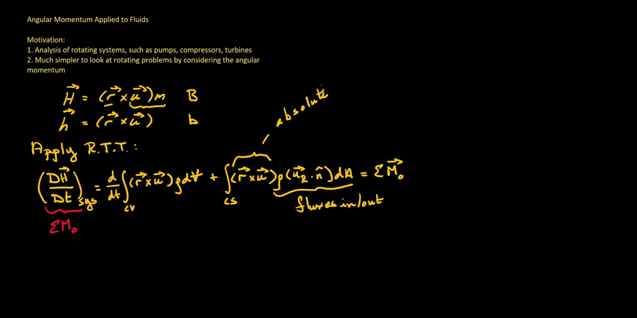And again, I remind you that these absolute and relative terms can be expressed as follows, where we have the absolute velocity relative to a fixed observer is equal to the relative velocity relative to the control volume plus the velocity of the control volume itself.